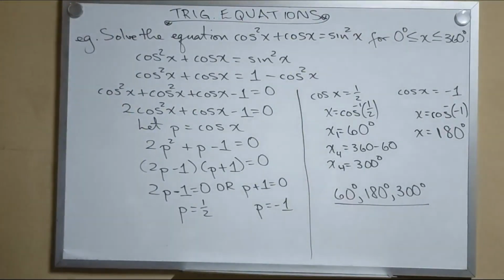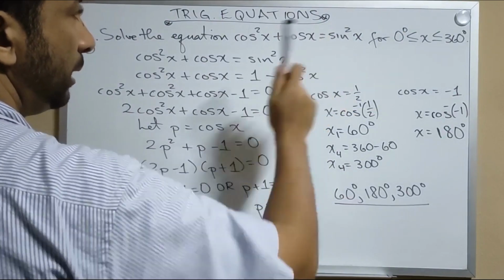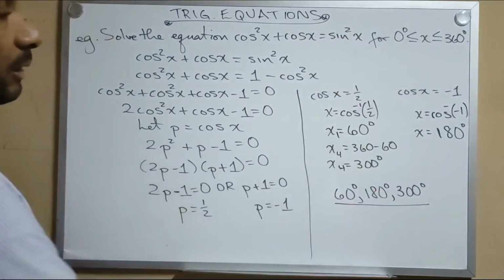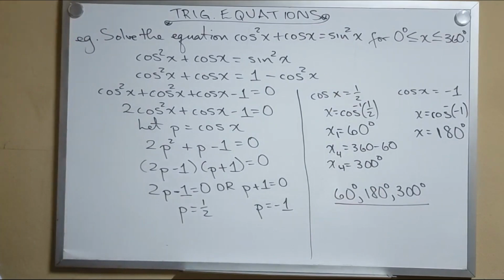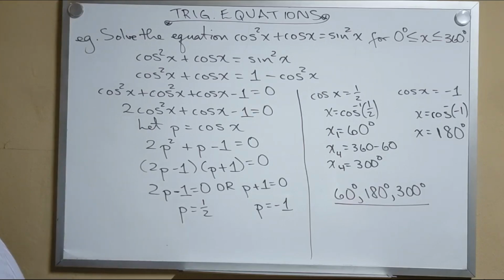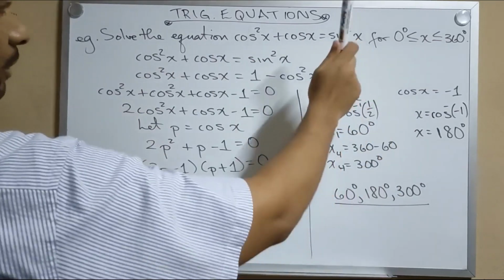Okay, so in this example, we're to solve the equation cosine squared x plus cosine x equals sine squared x for the range between 0 and 360 degrees. Now, in this example, unlike the previous example, we cannot simply divide both sides of the equation by cosine, because we have here cosine squared and we have here sine squared.